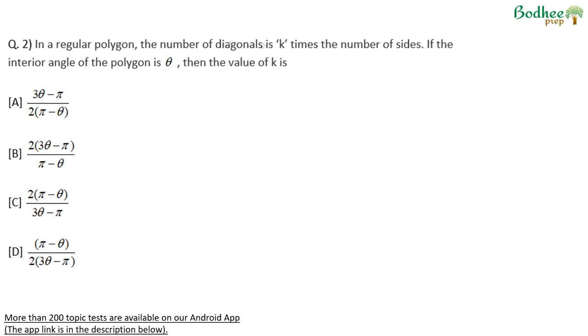In a regular polygon, the number of diagonals is k times the number of sides. If the interior angle of the polygon is theta, what is the value of k? So from here, we can find out the relationship between k and the number of sides. Let the number of sides or the number of vertices be n. In case of diagonals, we can say number of diagonals is nC2 minus n, or n into n minus 3 by 2. Number of diagonals is k times the number of sides.